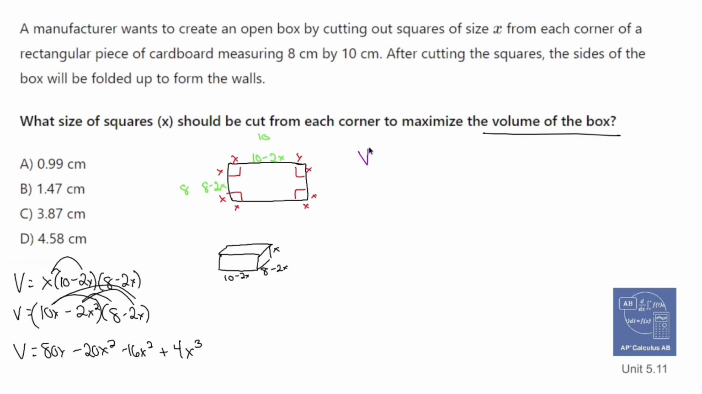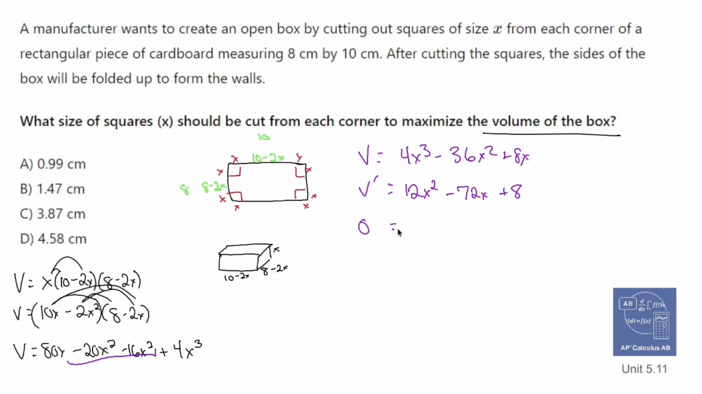Okay, so the derivative, actually, let me clean this up a little bit. Let me put it in order, put it all together. That would probably be a smarter idea. 4x to the third minus 36x squared plus 80x. And I got that negative 36 by combining these guys right here. Now I'll take the derivative. When I take the derivative, that gives me 12x squared minus 72x plus 8.